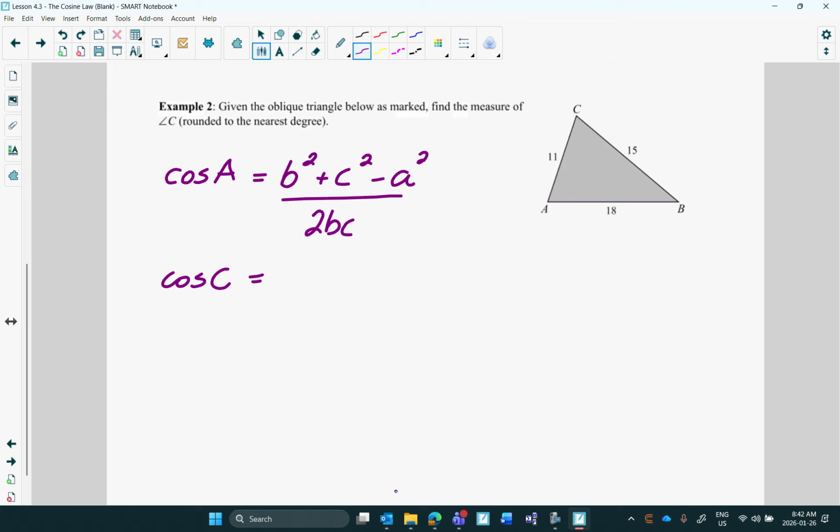This is little c, this is little b, this is little a, so I'm going to go 11 squared plus 15 squared. I'm going to square those sides that are not opposite to angle C and add them together. Then I am going to subtract the side opposite angle C squared. Two times the other sides besides little c multiplied by each other. Can you just simplify the top, simplify the bottom?